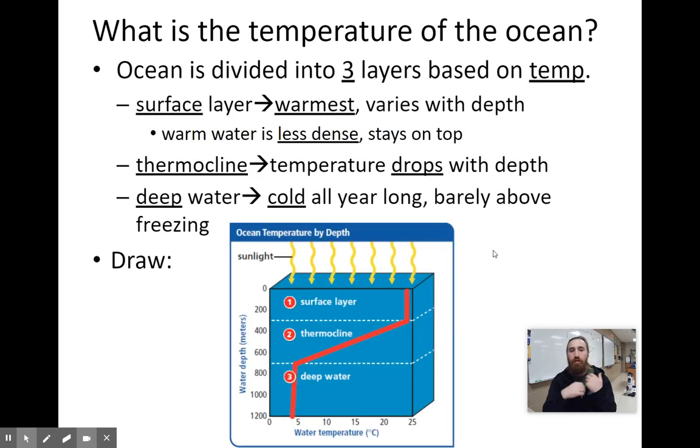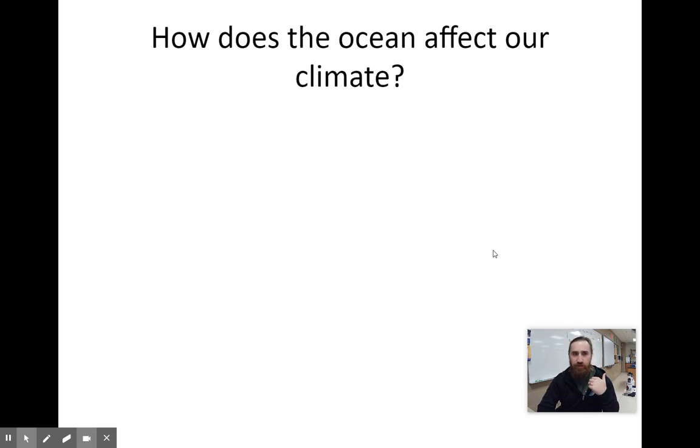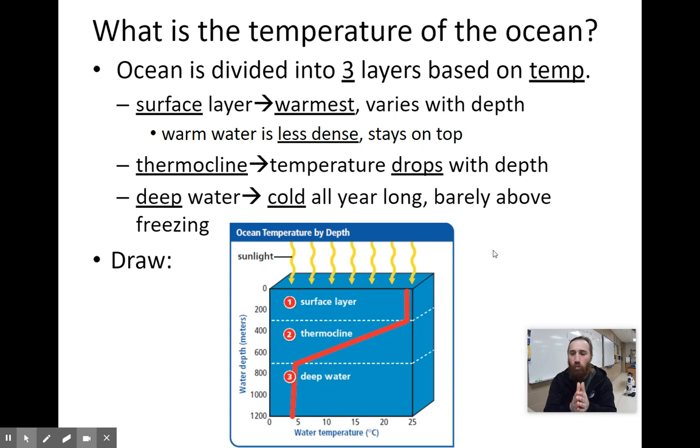Now, I believe this is the last slide. It is. Okay. So what is the temperature of the ocean? The ocean is realistically going to be divided, guys, into 3 layers based on temperature. So there's a surface layer, which is the warmest, which is still going to vary by depth, but warm water is less dense and it stays on top.